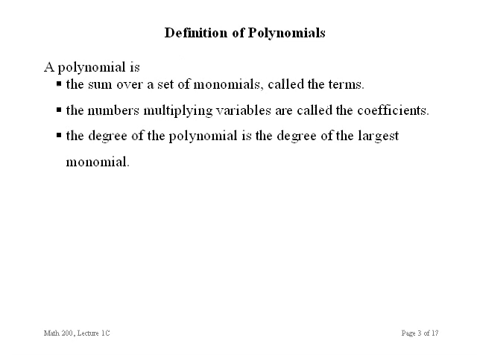So here's the definition of a polynomial built on the definition of monomials. A polynomial is a sum over a set of monomials. The monomials are called the terms. The numbers multiplying the variables are again called the coefficients. And the degree or order of the polynomial is the degree of the largest monomial.